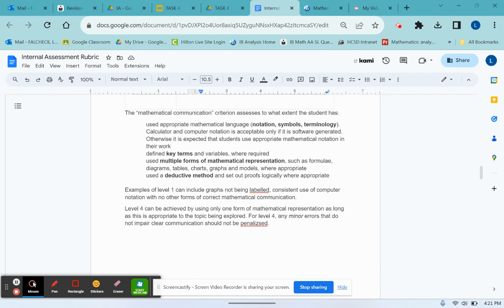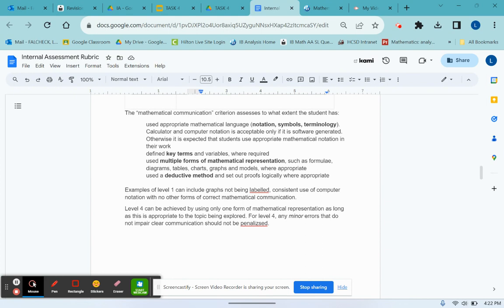Your calculator and computer notation is acceptable only if it is software generated. So when you are doing your graphs and stuff, just be careful that you're using the appropriate notation, symbols, and terminology. Everything's labeled. Don't just screenshot something from your calculator and then pop it into your IA. That's not going to be okay. Make sure that you're using Desmos. Things look good. You have to define all your key terms and variables where required.